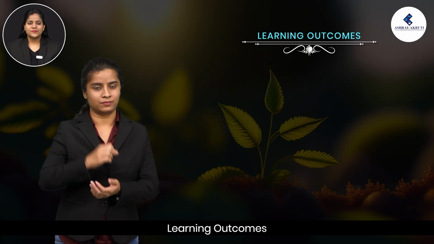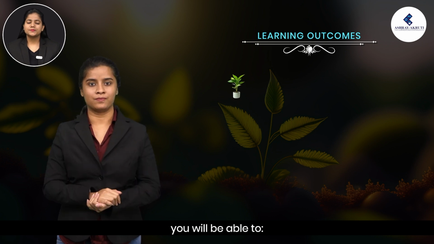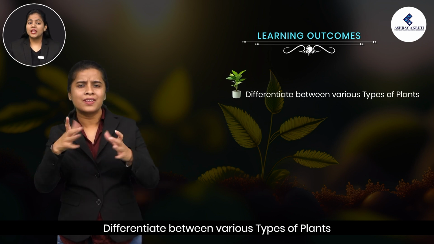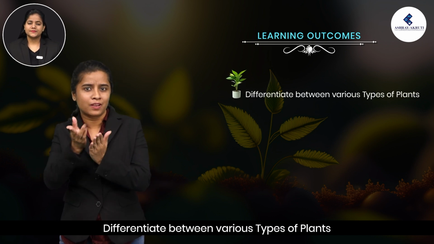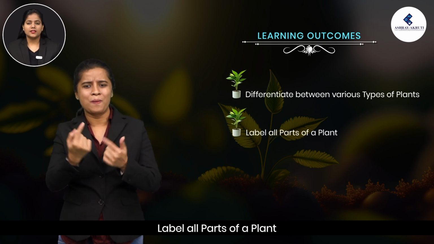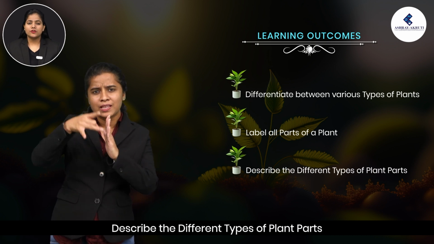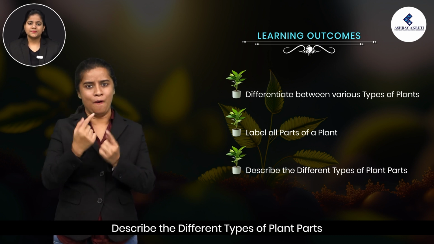Learning outcomes. After studying this topic, you will be able to differentiate between various types of plants, label all parts of a plant, and describe the different types of plant parts.